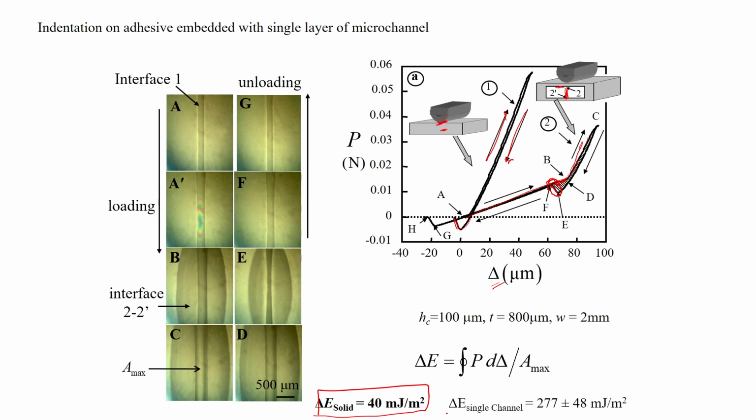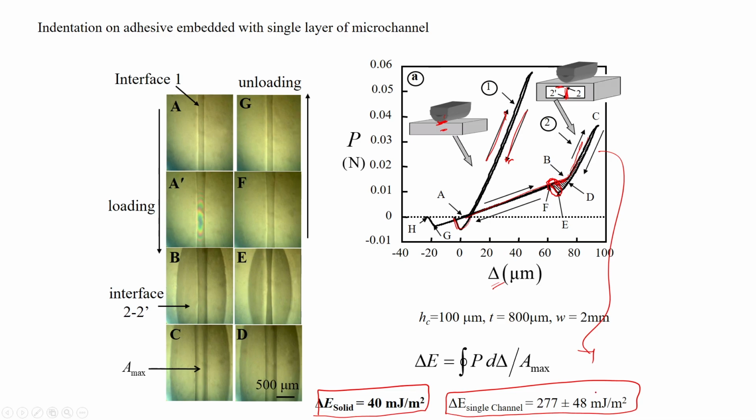On the other hand, if you have one with a single channel, the difference between the areas under these two curves, loading and unloading, leads to this much amount of adhesion, this much amount of energy. So you can see that the energy dissipation in this particular case, this self-adhesion hysteresis, is quite large. It is quite significant.